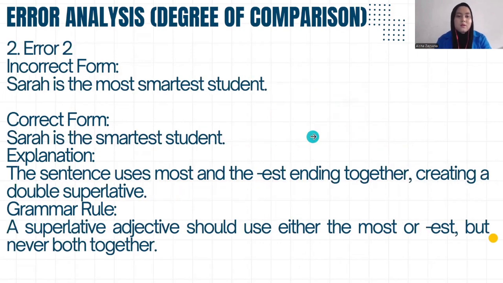Number 2: "Sarah is the most smartest student." The correct form is: Sarah is the smartest student. Because the sentence uses most and the -est ending together, creating a double superlative. The grammar rule is a superlative adjective should use either the most or -est, never both together.